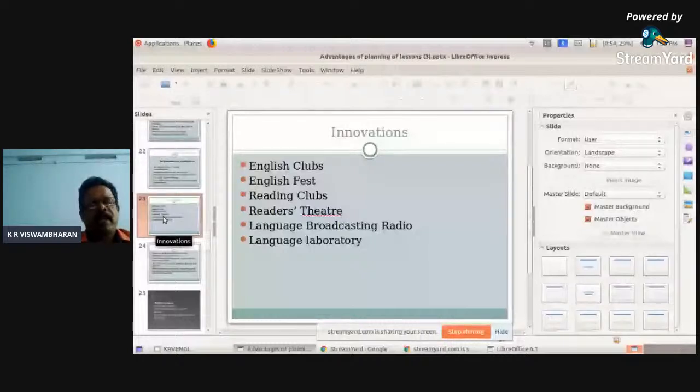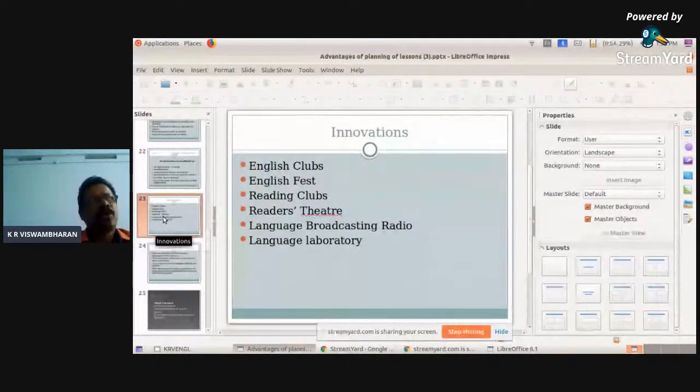The English clubs can celebrate English Day, one day in a week. A lot of activities can be done under the leadership of English clubs. They can organize expert speeches, innovative interventions in language, and online tutorials. So many innovative, contextually significant activities can be taken up as a part of English club activities.